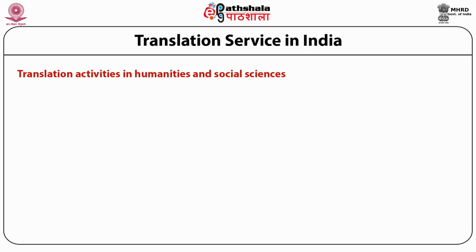Translation activities in humanities and social sciences in India. In India, there are 22 official languages recognized by the government, and most of the official correspondence is carried out in English, Hindi, and other regional languages. This requires urgent need for translation of official documents.